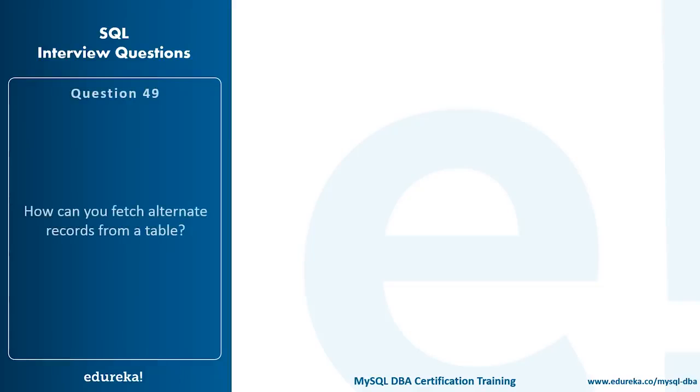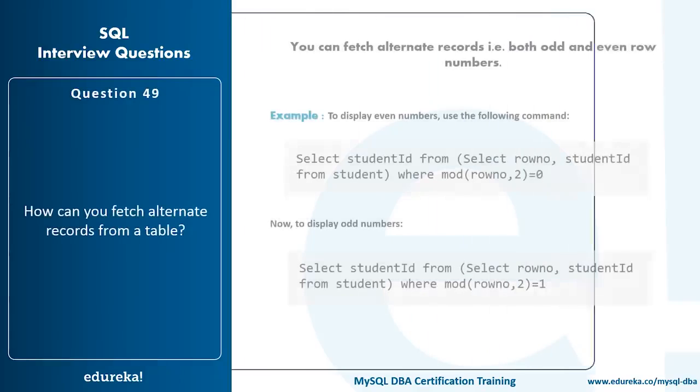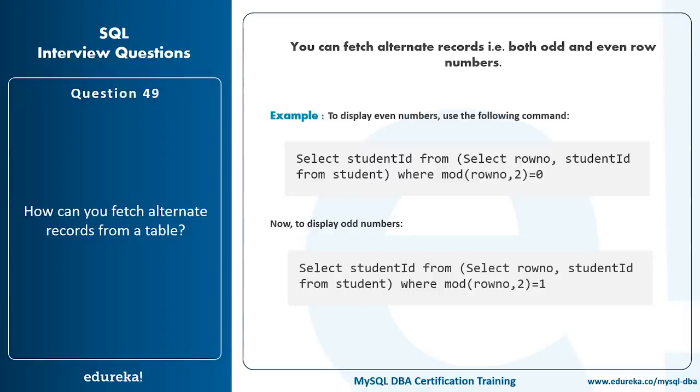Let's move forward to the next question, that is, how can you fetch alternate records from a table? When you answer this question, please make sure that you mention that you can fetch alternate records, that is both the odd and the even row numbers. To display the even row numbers, you can use a command like select student ID from (select row number, student ID from student) where mod(row number, 2) equal to 0. When you divide the row number by 2 and get the remainder as 0, that particular row number would be an even number. Similarly, if you get a remainder of 1, then that row number would be an odd number. That's how you can segregate the alternate records. You just have to mention the condition mod(row number, 2) equal to 0 for even, and mod(row number, 2) equal to 1 for odd.